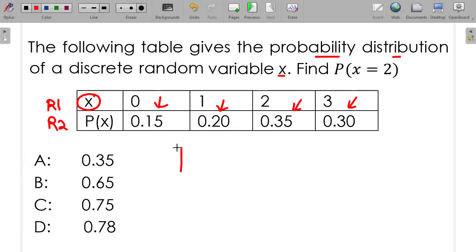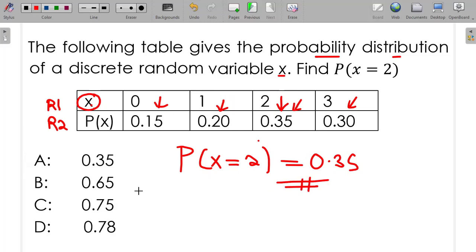So now here we are asked to find the probability that x is equal to 2. Meaning the probability when x is equal to 2, which is just this one here. So this probability will simply be equal to 0.35. So that is our answer there. When you look at the options, you see that this answer is option A. So we chose A as our answer.